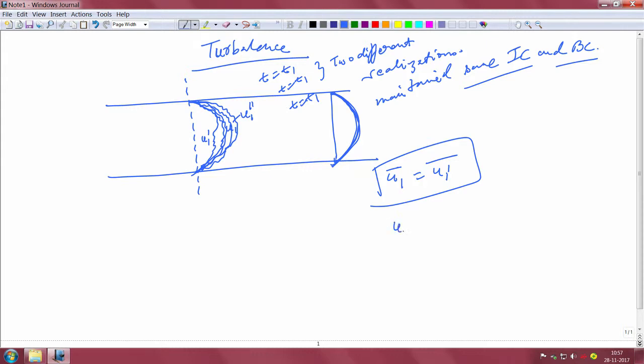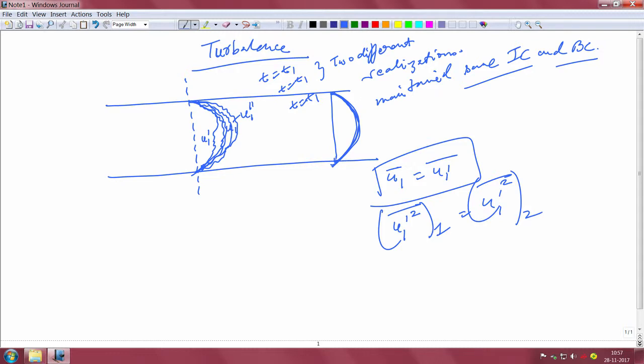If you look at the moments, for example, if you measure the u prime square bar, now this time it is a fluctuating component, between realization 1 and realization 2, they match also.